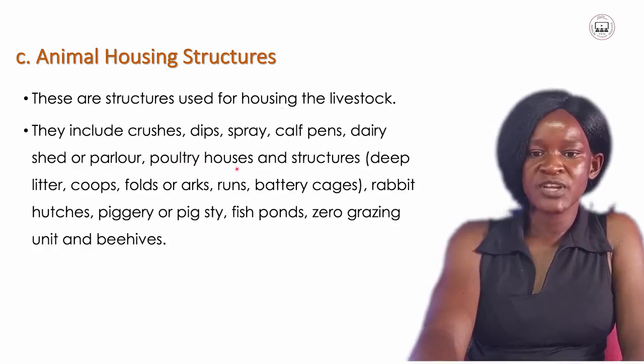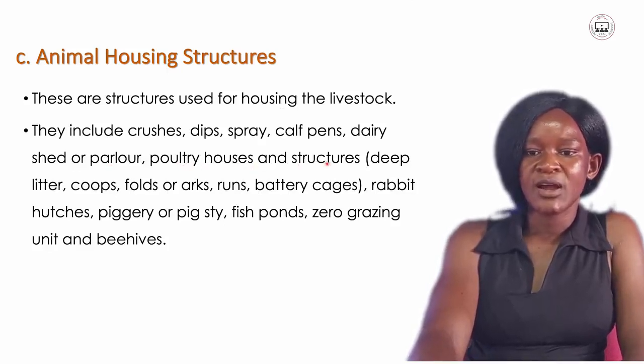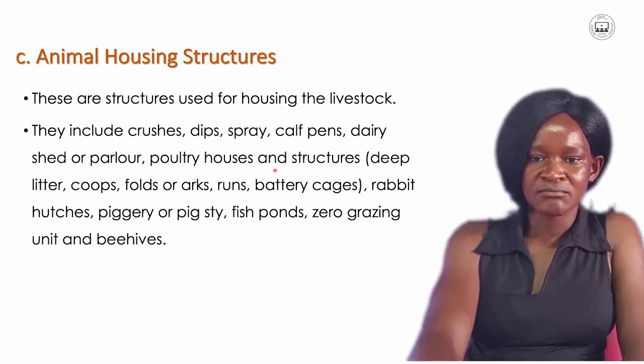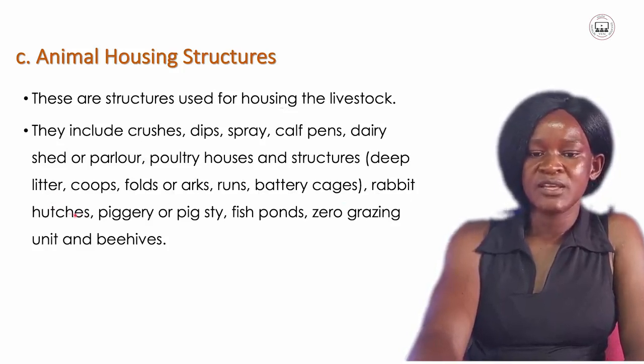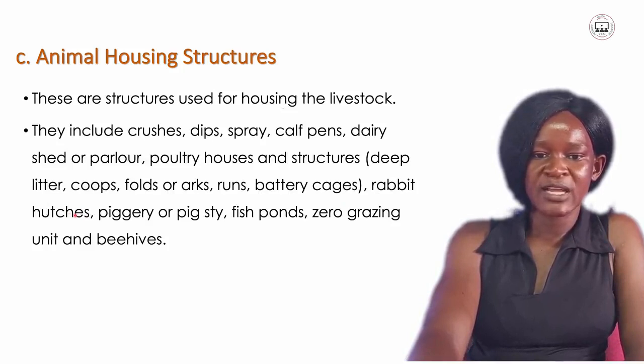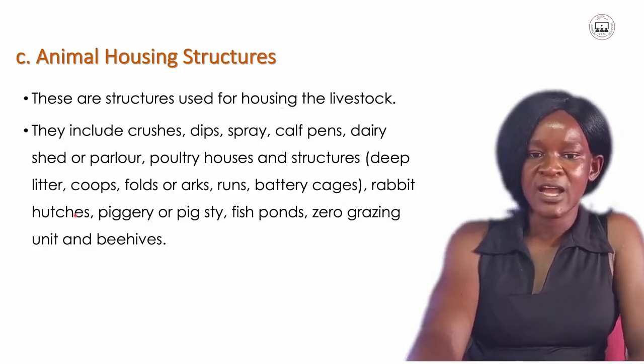Then we have poultry houses. We have the structures under poultry houses: deep litter, coops, folds, arks, runs, battery cages. Here we keep the chicken depending on the purpose. Apart from that, we have rabbit hutches. Here we keep the rabbits which are pregnant so that they can give birth.